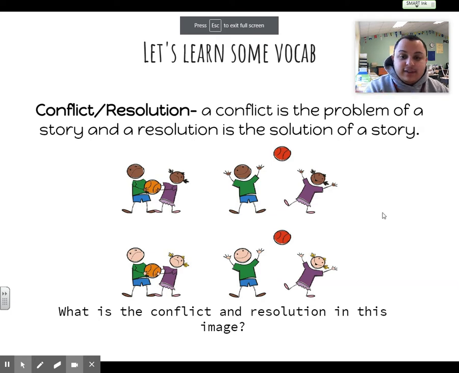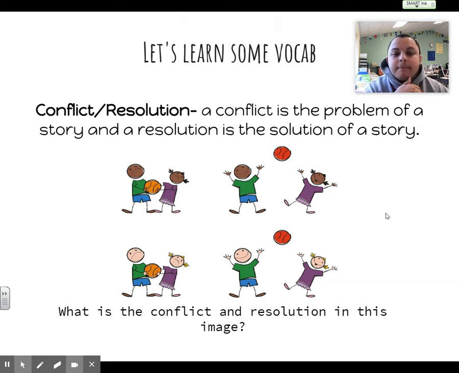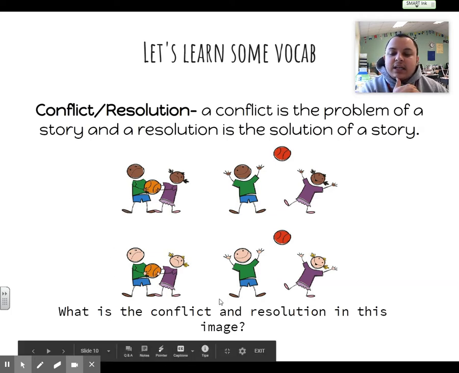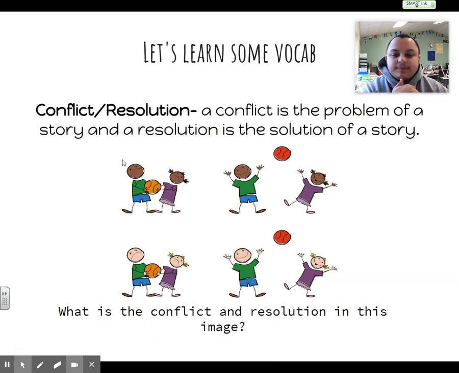Next, we have conflict and resolution. A conflict is the problem of a story, and a resolution is the solution of a story. If we look at this image, what is the conflict and resolution of this image? It looks like the boy and the girl are fighting for the basketball, which would be the conflict.